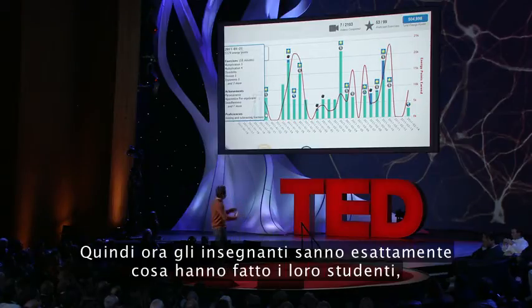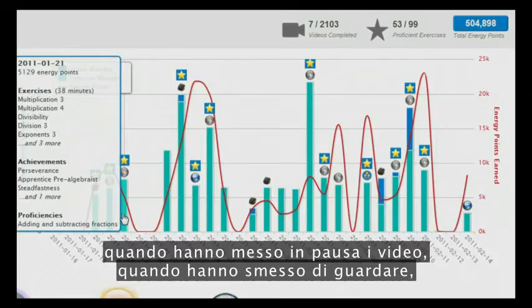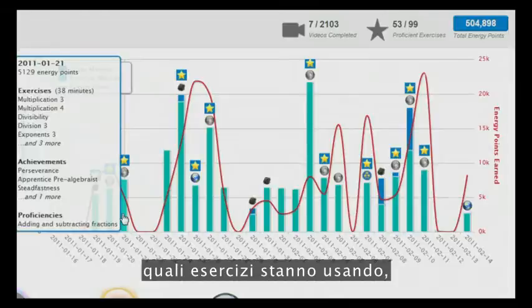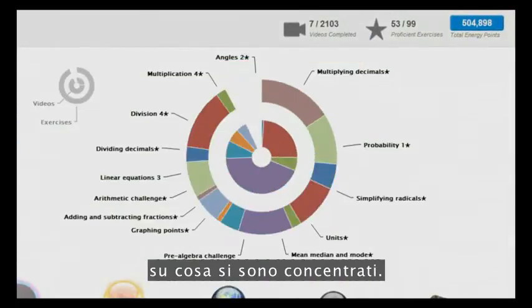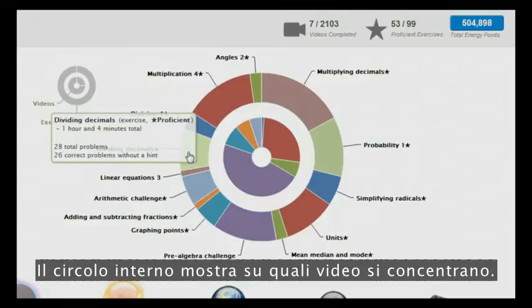productive as possible. So now the teachers know exactly what the students have been up to, how long they've been spending every day, what videos have they been watching, when did they pause the videos, what did they stop watching, what exercises are they using, what have they been focused on. The outer circle shows what exercises they're focused on, the inner circle shows the videos they're focused on.